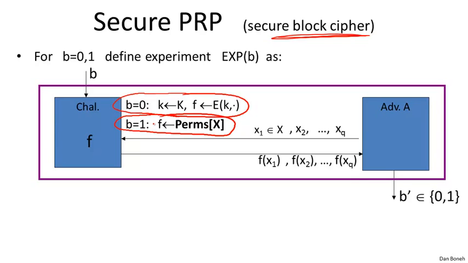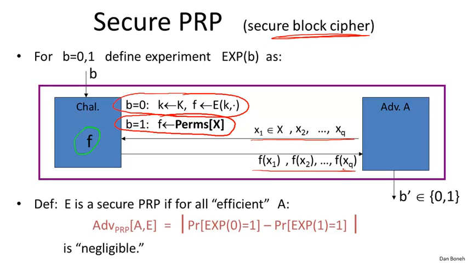So the little function, little f here, is again going to be a random function from the set X to itself. And again, the challenger ends up with this function, little f. As before, the adversary gets to submit queries, and he gets to see the results of those queries, and then he shouldn't be able to distinguish experiment 0 from experiment 1. So again, given the value of the function f at q points chosen by the adversary, he can't tell whether the function f came from a PRP or whether it's a truly random permutation from X to X.